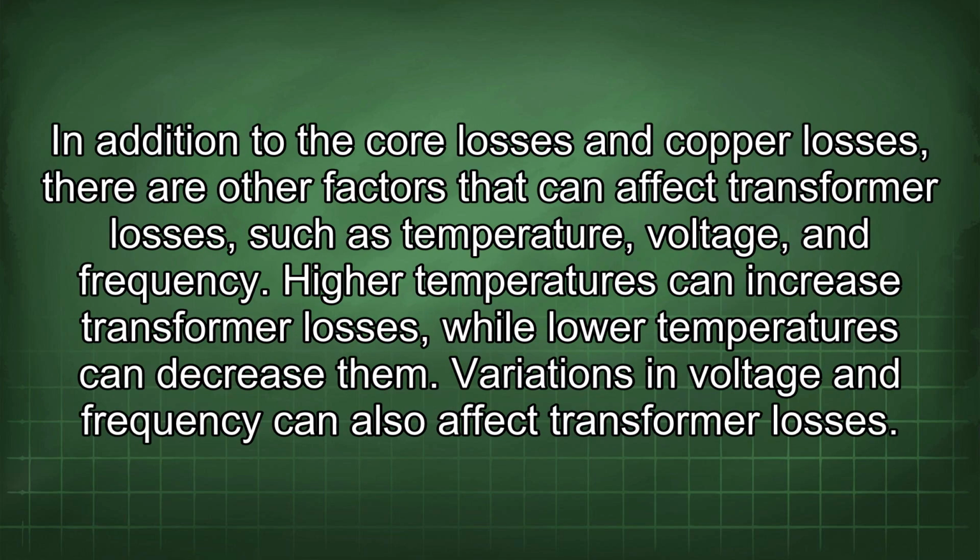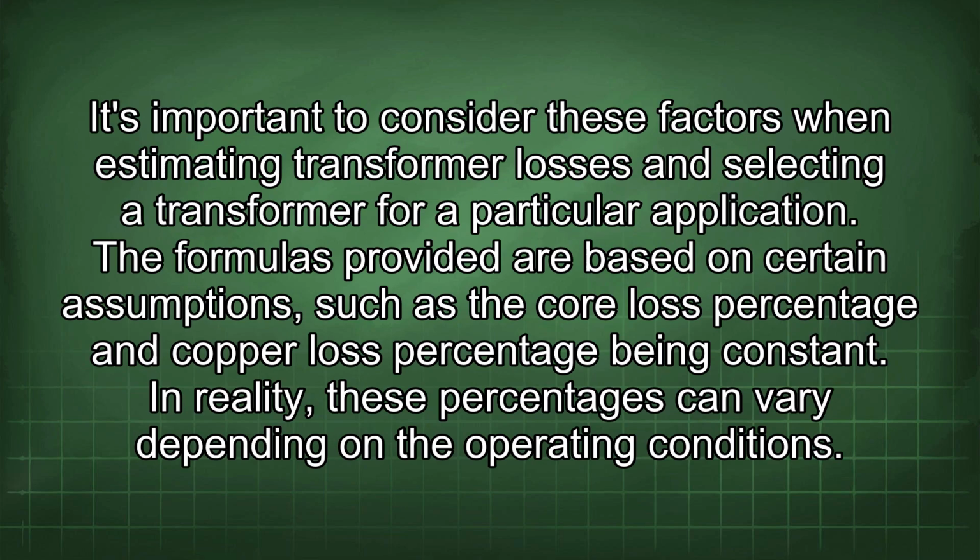In addition to the core losses and copper losses, there are other factors that could affect transformer losses, such as temperature, voltage, and frequency. Higher temperatures can increase transformer losses, while lower temperatures can decrease them. Variations in voltage and frequency can also affect transformer losses. It's important to consider these factors when estimating transformer losses and selecting a transformer for a particular application. The formulas provided are based on certain assumptions, such as the core loss percentage and copper loss percentage being constant.